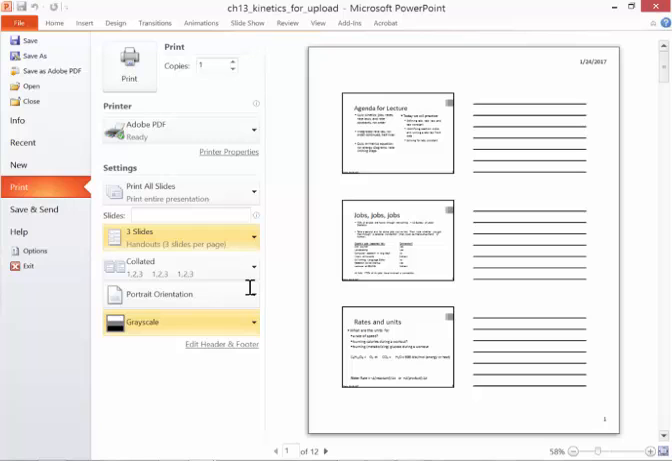Particularly in the second half of the course, printing the slides and having them ready to go is really important because there's just too much to write down. When you start putting up organic molecules and proteins and things like that, you're not going to draw a protein in here, so you need to print out.